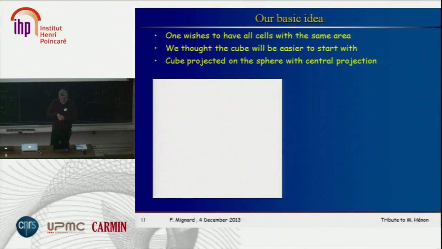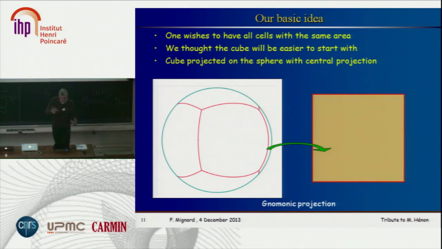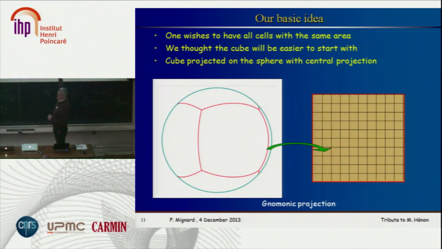And a cube projected on the sphere with central projection could be easily drawn. This is the gnomonic projection between the cube and the plane. This is a minus 1 to plus 1 square, and then one sixth of the surface here. Then you can draw a regular mesh here, so we can compute easily. If you have your star here, it's very easy to assign a particular square to a position in the sky.